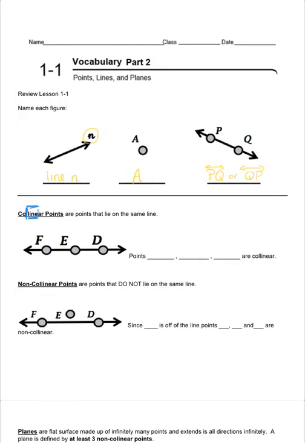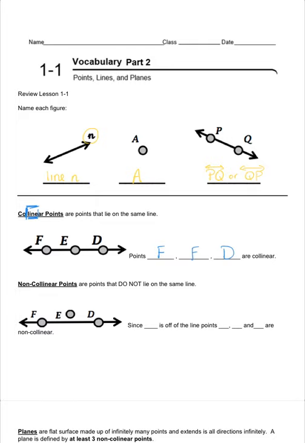So if I look at this picture, we notice that F, E, and D are all on the same line. It does not matter what order we put them in. We're naming points, so as long as you're using capital letters, you're perfectly fine. So F, E, and D are all collinear points.